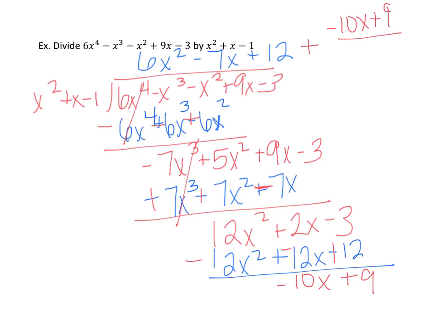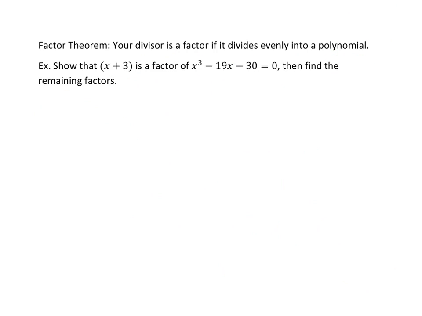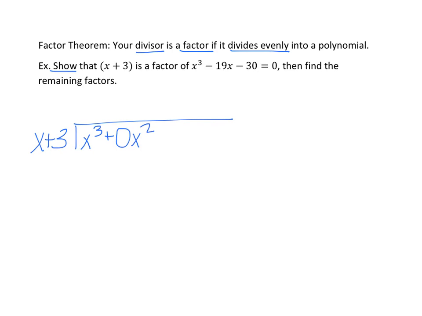We always put it over whatever we were dividing by, x squared plus x minus 1. All right, show that x plus 3 is a factor. I know a divisor is a factor if it divides evenly. So to show that, I do the division. X plus 3 out here. X cubed plus 0x squared, placeholder. And I do the division.